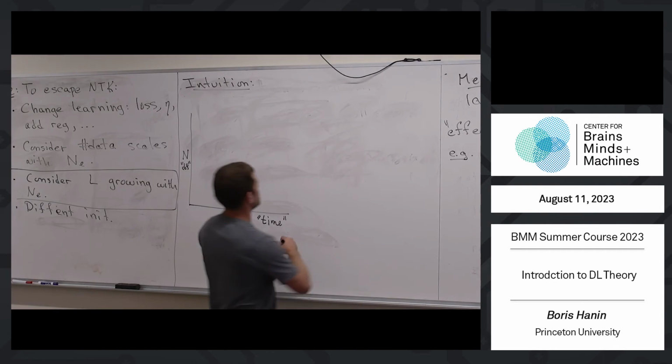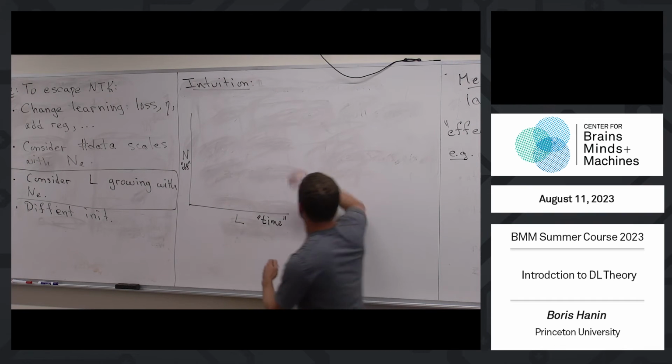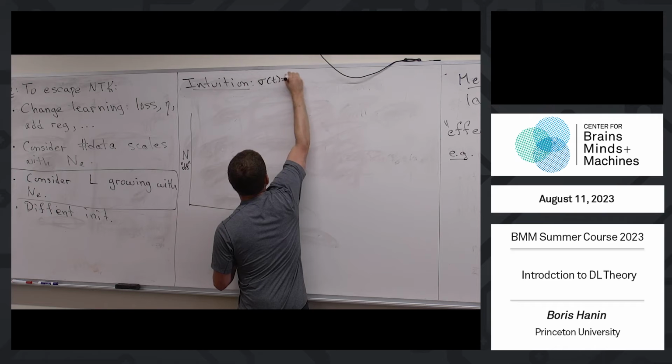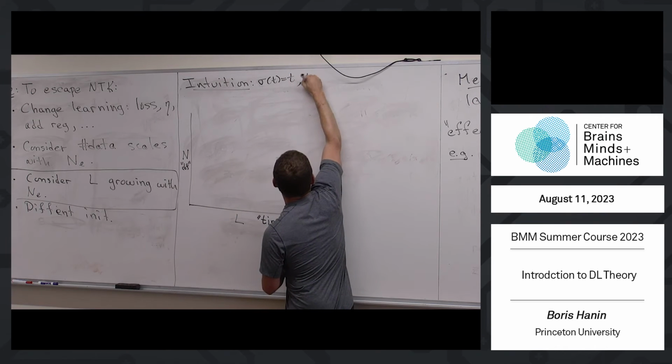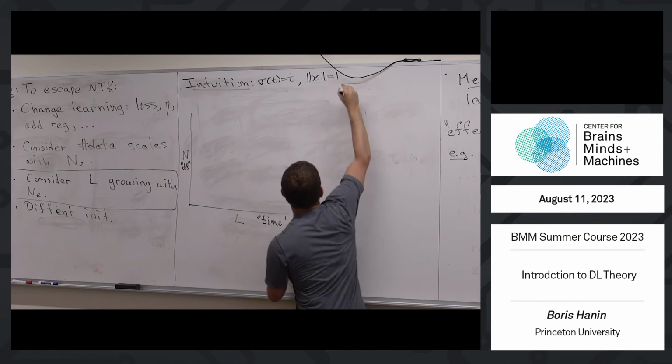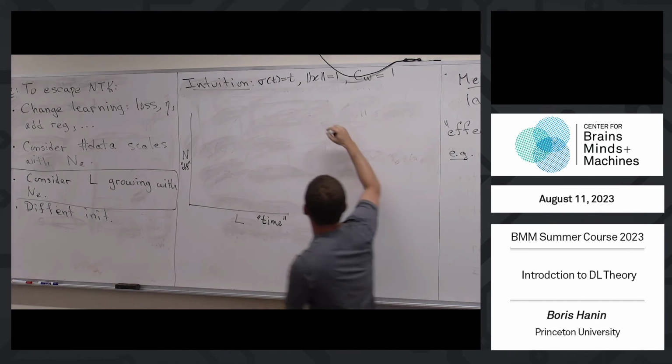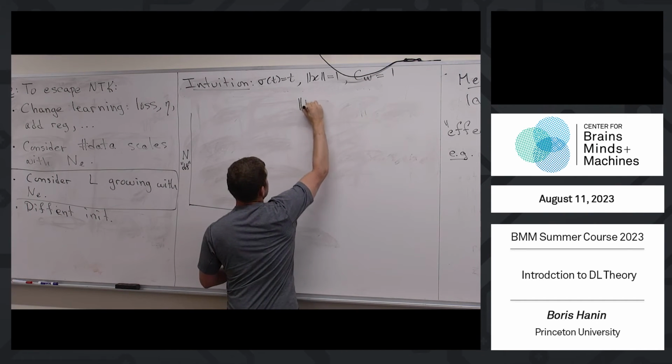My advisor would kill me if I didn't do this calculation. OK, so here's going to be my intuition. I'm going to just take sigma to be the identity, as promised. I'm going to take x to be an input of unit norm, and I'm going to take my weight variance to be 1. I'm just going to study the simplest possible thing.